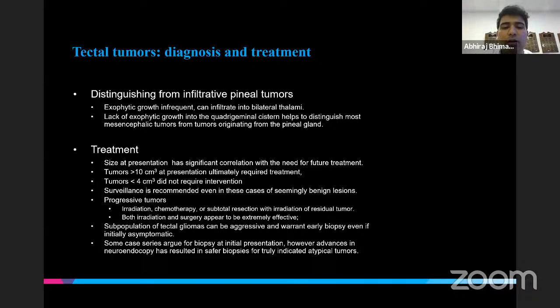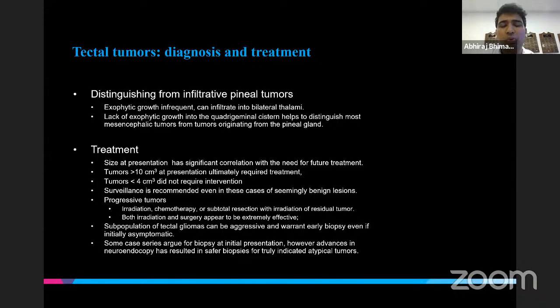Other caveats to keep in mind: even though the most appropriate course of management is observation and serial MRIs, there have been some studies that have linked the initial tumor size at diagnosis to the need for future treatment, whether it be biopsy, surgery or radiation. Some studies have shown that tumors greater than 10 cubic centimeters in volume at presentation will ultimately require treatment down the line, as opposed to patients with tumors less than 4 cubic centimeters, which would not require intervention.